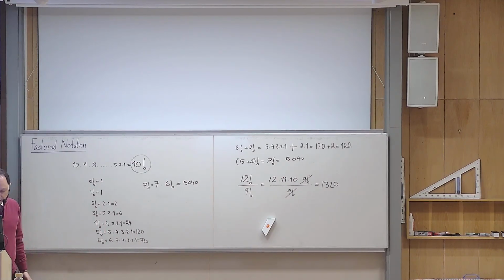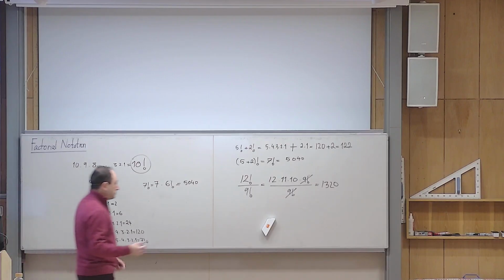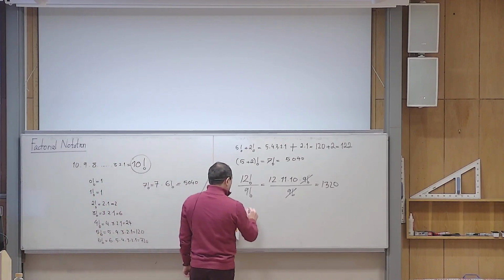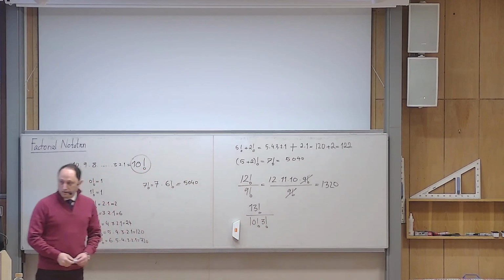So let me write the other one on the board and wait for you. It's very simple. The other problem is 13 factorial divided by 10 factorial. When I write them like this, I mean they are multiplied. Yes? So, okay, please calculate that. So what is the answer?